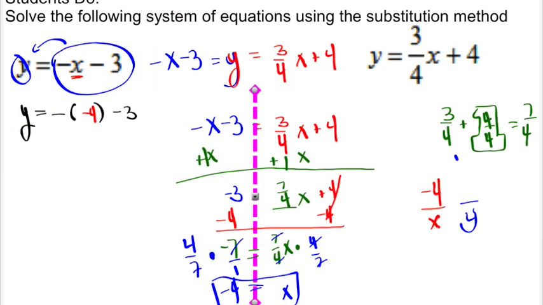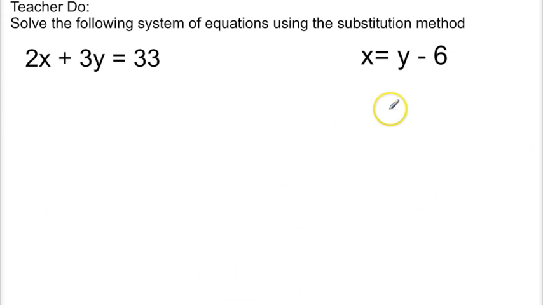So I have y equals negative times a negative is a positive 4 minus 3. Y equals 4 minus 3. That's easy. It's 1. Now the last two, pretty easy.